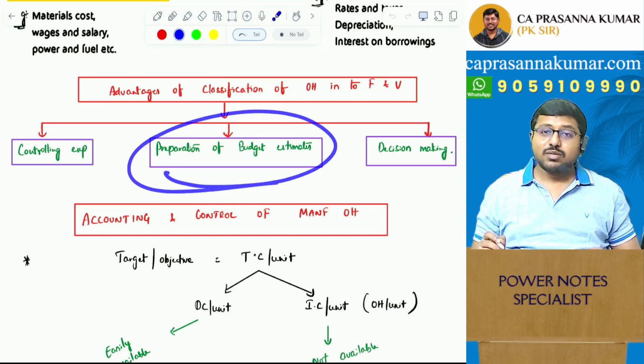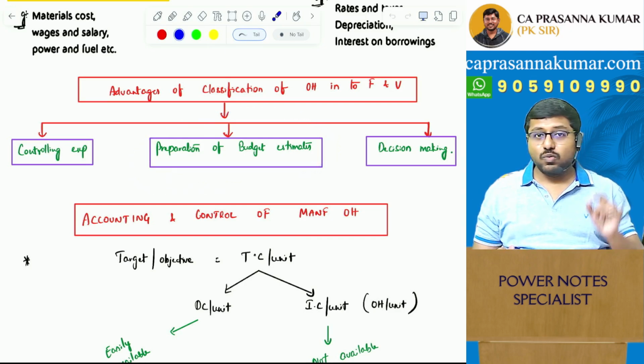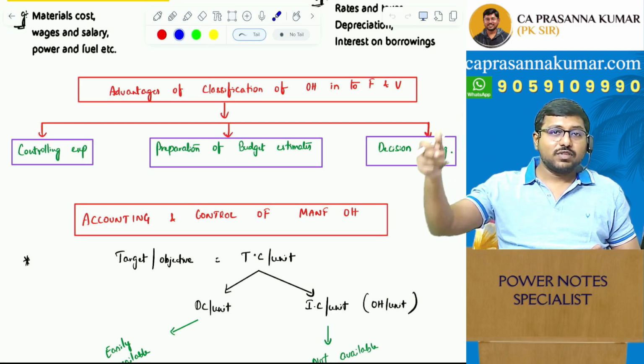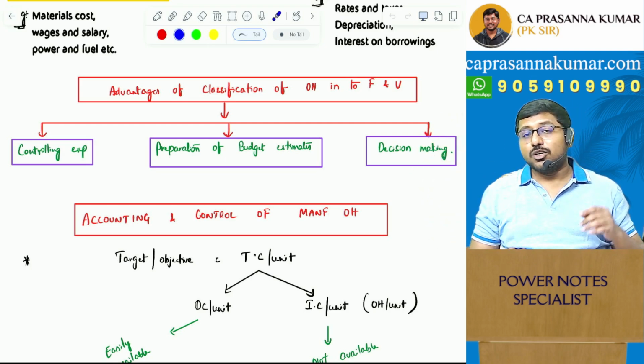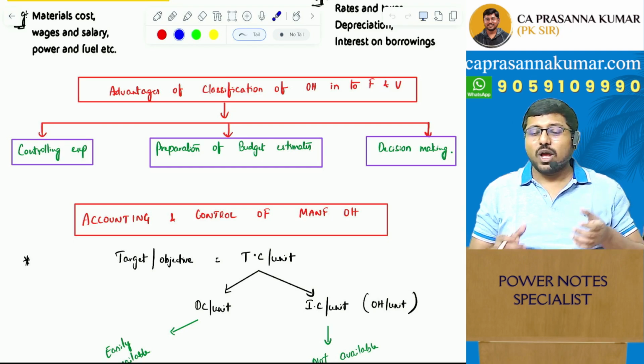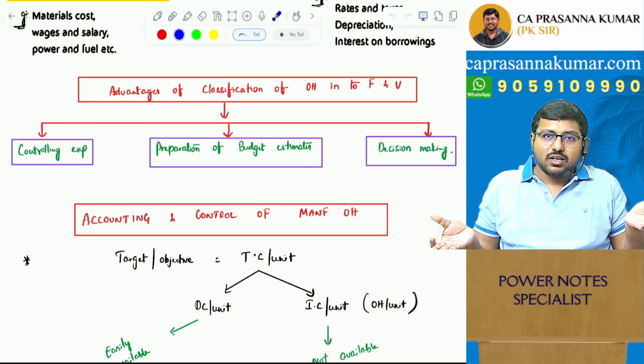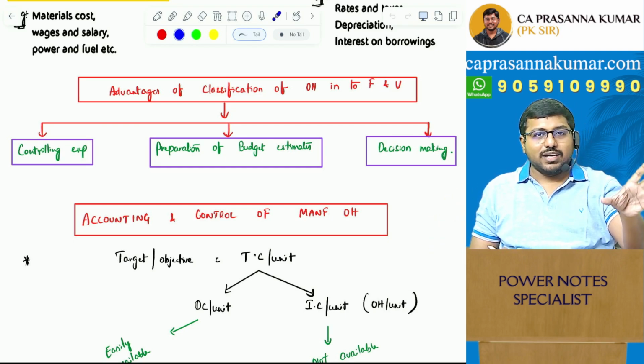Preparation of budget estimates also will become easy, because as I told you, overheads are not your actual expenses. You will know actual overheads only at the end of the year. So therefore, at the beginning of the year, you always go with estimates. Now, once you have to estimate your overheads, how will you estimate? Once you know the fixed overheads, okay, that you can estimate.